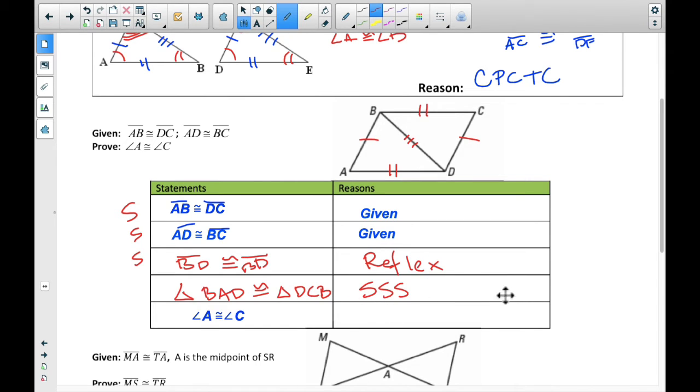Okay, then what CPCTC allows us to do is say, if those triangles are congruent, then we can say all the angles are congruent also. Even though we didn't mark any angles, if the triangles are congruent, then all the angles are too, but this part just says these angles are congruent. So my reason there is CPCTC. We're just going to do the same thing that we've been doing the past couple of days: prove the triangles are congruent. Once we get them congruent, we will do CPCTC.